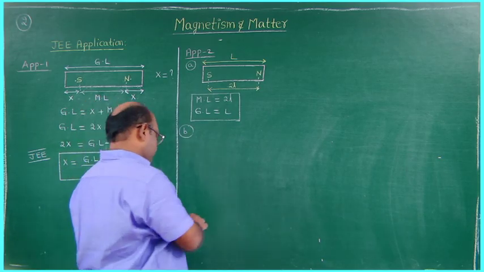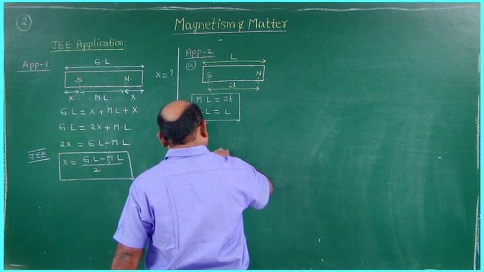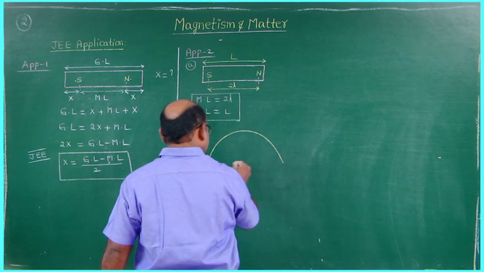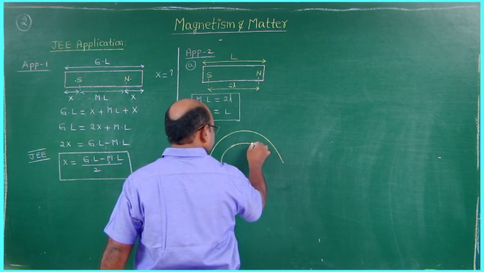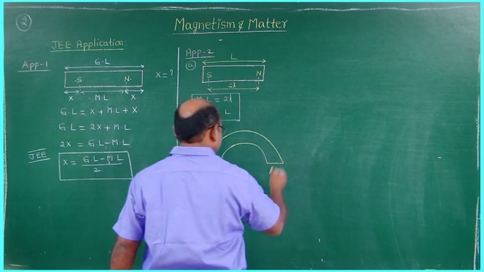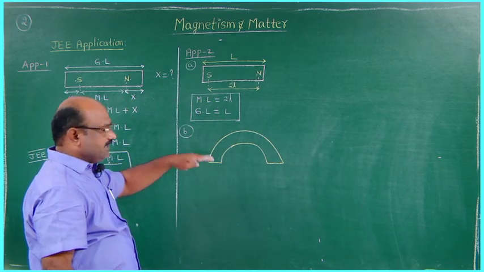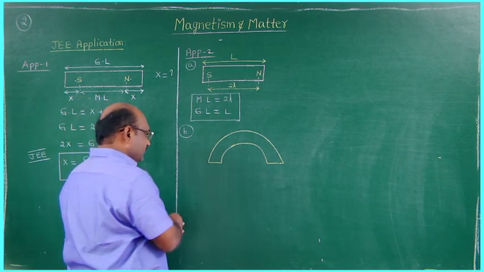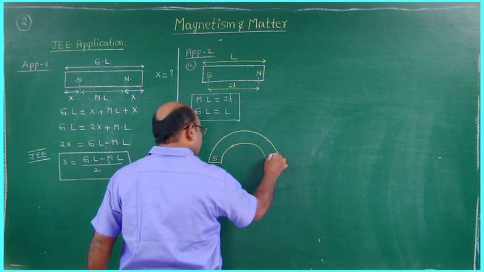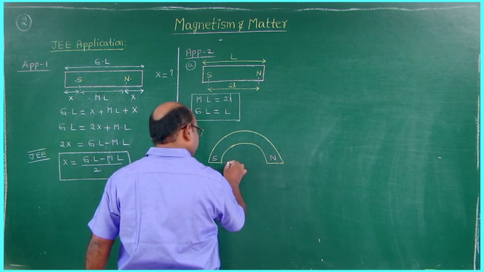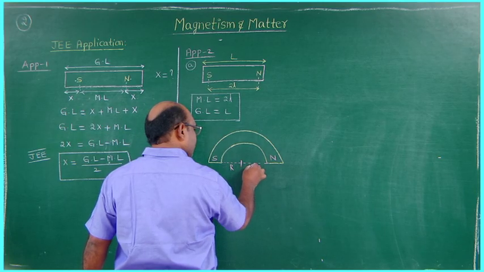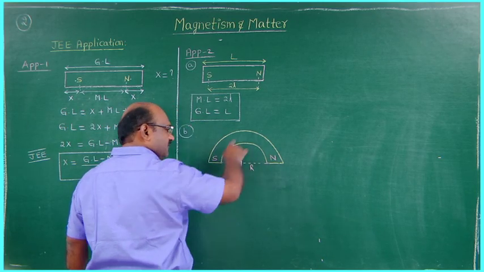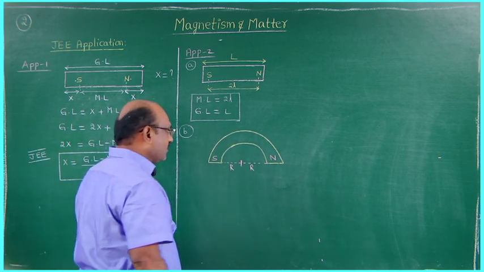See this one. Now, a bar magnet is bent in the form of an arc of a circle, as shown in the figure. This is the south pole, whereas this is the north pole. Now, this is the radius R. Actually, if you consider the full circle, radius R.